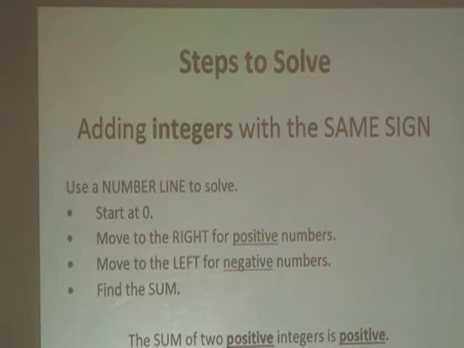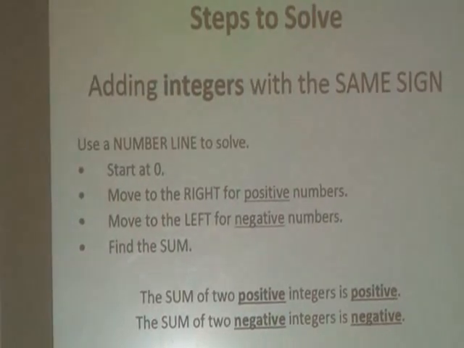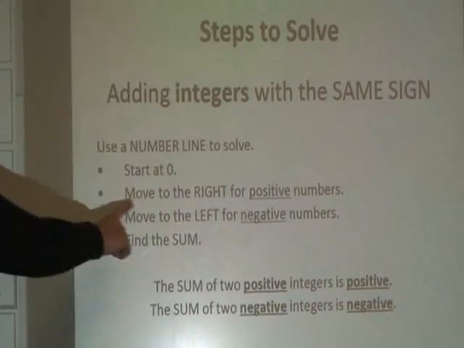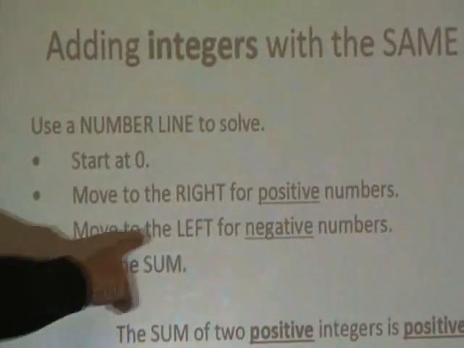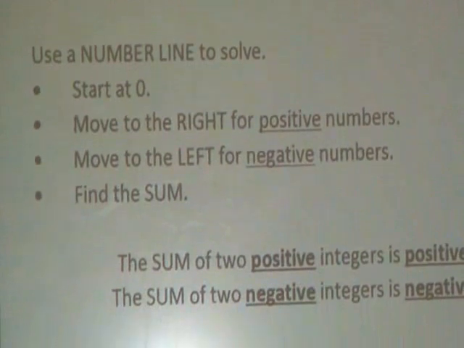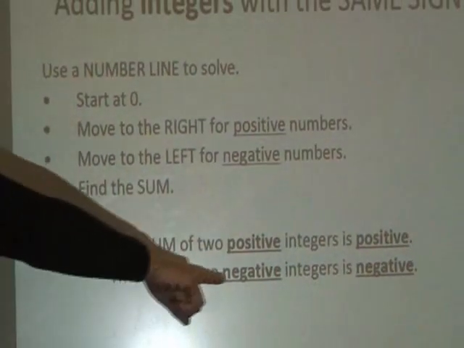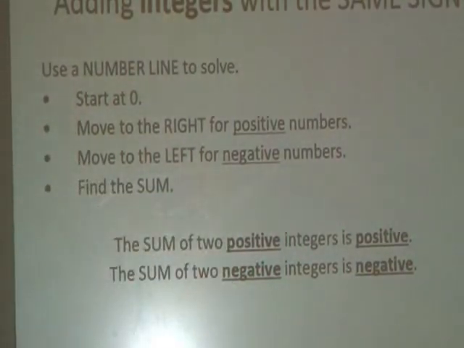Next are the steps to solve. Take a minute and title your notes that this is adding integers with the same sign. The steps are as follows. Use a number line to solve. You'll start at 0. Move right for positive numbers and move left for negative numbers. Lastly, you'll find the sum. Note that the sum of two positive integers is positive and the sum of two negative integers is negative.